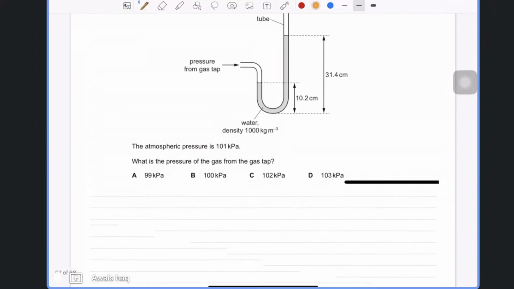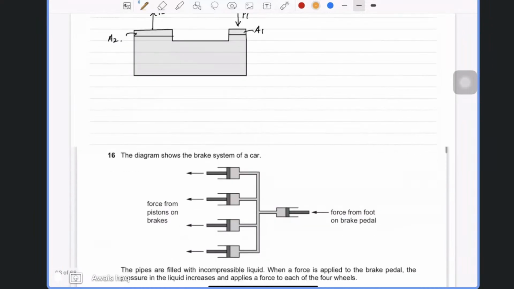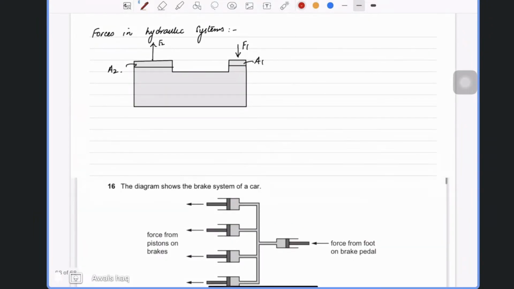All right. Anyway, the last thing we're going to do today, and this is when we're going to finish the whole chapter. Forces in hydraulic systems are pretty easy. There's only one formula that you should be aware of. Basically, pressure is force over area, right? So when you apply a force over a certain area, we can write it as F1 over A1.